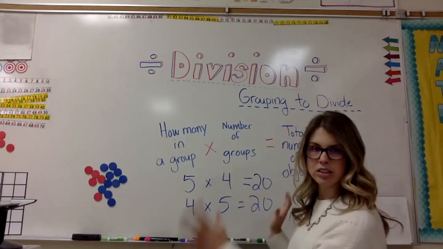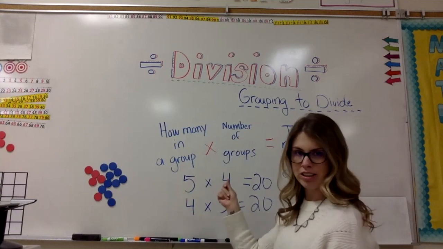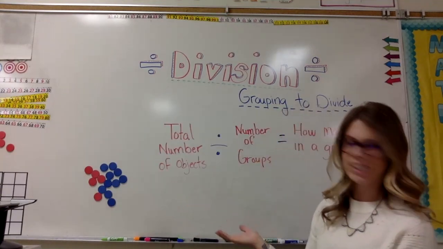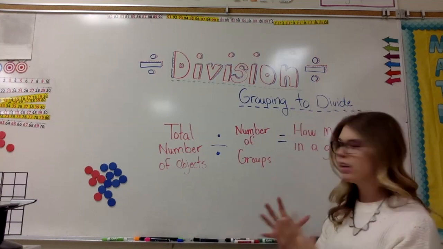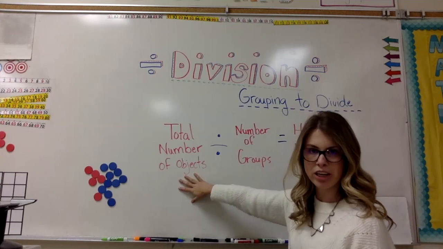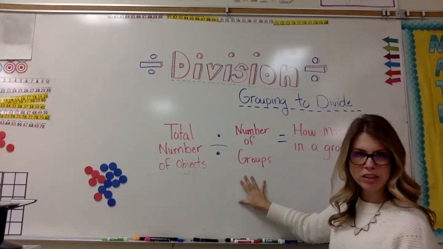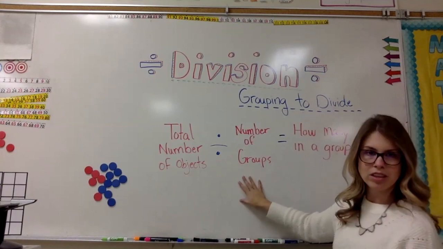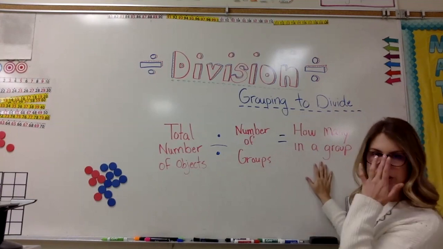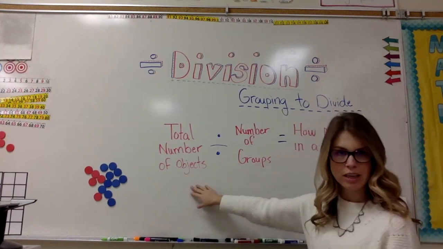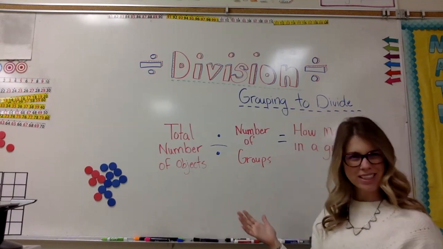Now this week I'm going to show you what it looks like to switch that around and make it division. So let me just switch it. Now I have the division sentence. In division, remember we always start with our big altogether number, so that's the total number of objects. Then we divide it by how many groups we have, so the number of groups. And what that gives us is how many in a group. So it's the same kind of thing as multiplication, the same words, they're just in a different order. Does that kind of make sense?